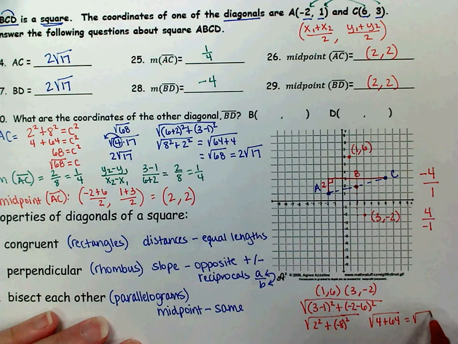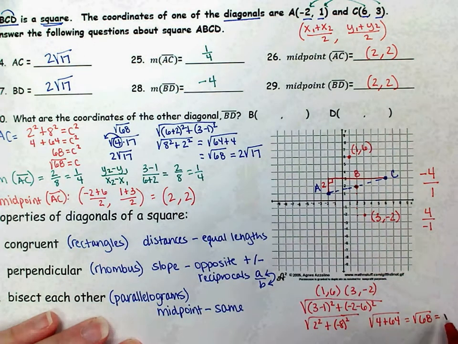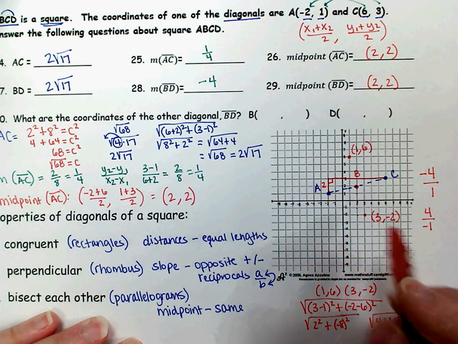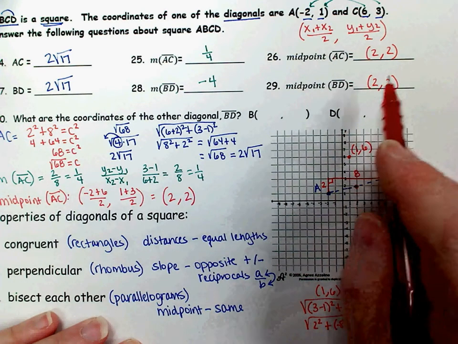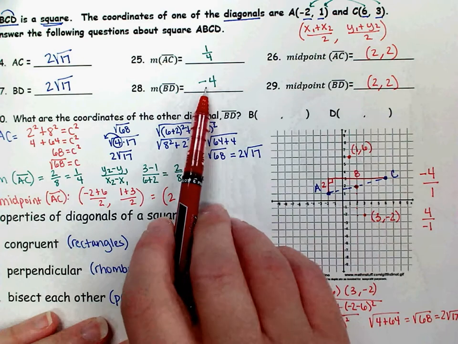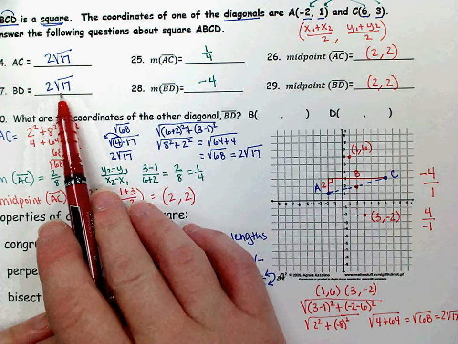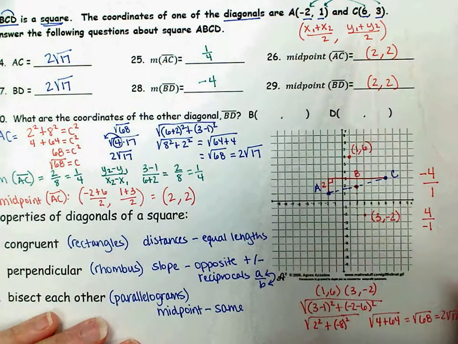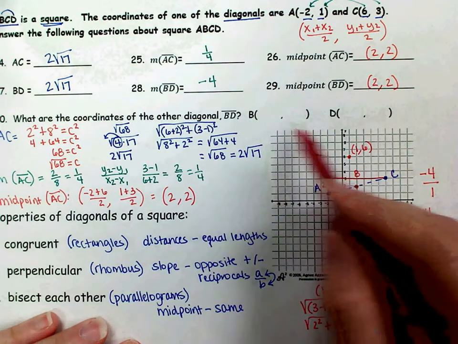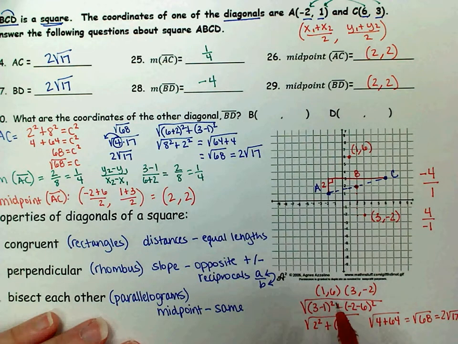And that gives me the square root of 68, which I already simplified earlier to be 2 square roots of 17. So since these 2 points have the same midpoint, the opposite reciprocal slope, and the same distance as the diagonal that was given, I feel sure that these are my coordinates for points B and D.